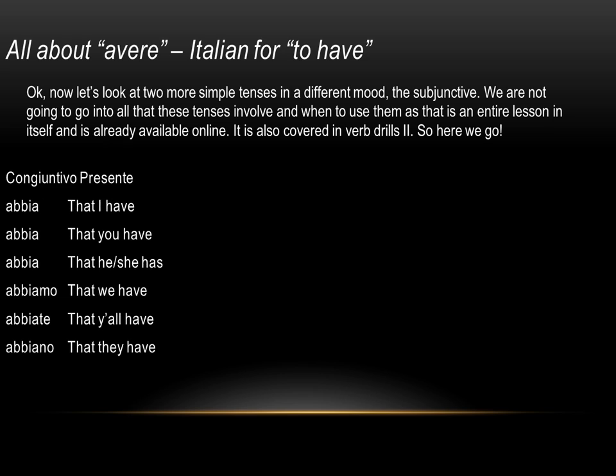Congiuntivo presente. Abbia, that I have. Abbia, that you have. Abbia, that he or she has. Abbiamo, that we have. Abbiate, that y'all have. And abbiano, that they have.